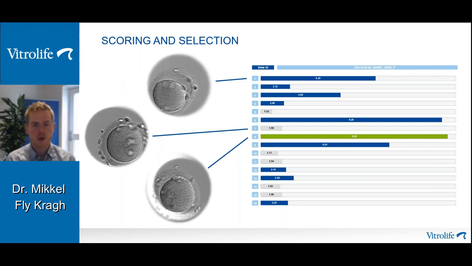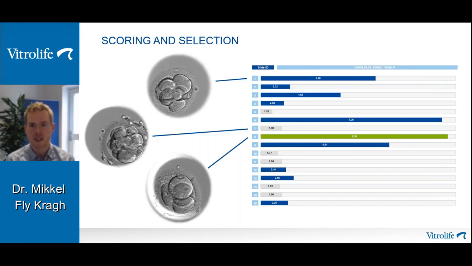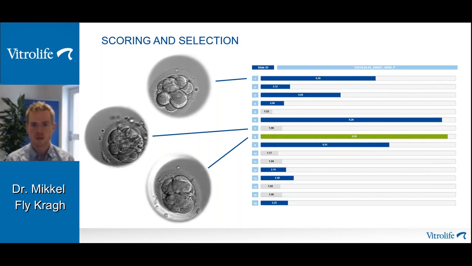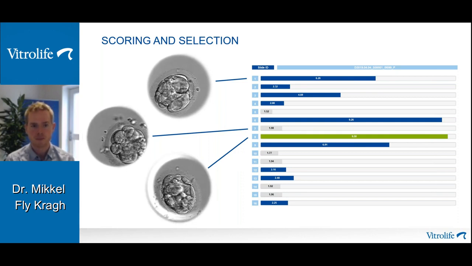If we take a look at the graphical interface visible to the user or the embryologist, this is how it might look for an embryo cohort after 5 days of incubation. Here you can see that IDAScore provides a score for all the embryos, and it also highlights which of the embryos are likely to be the most viable.